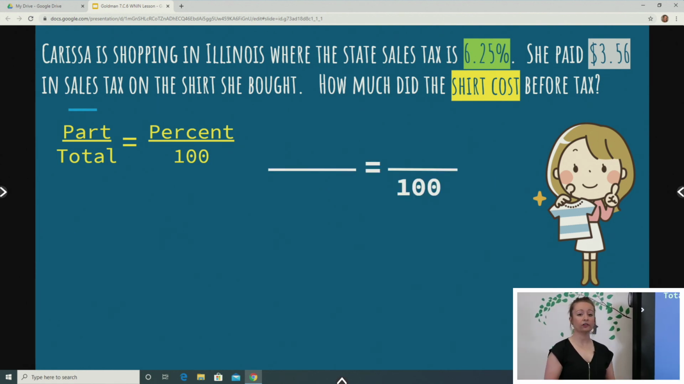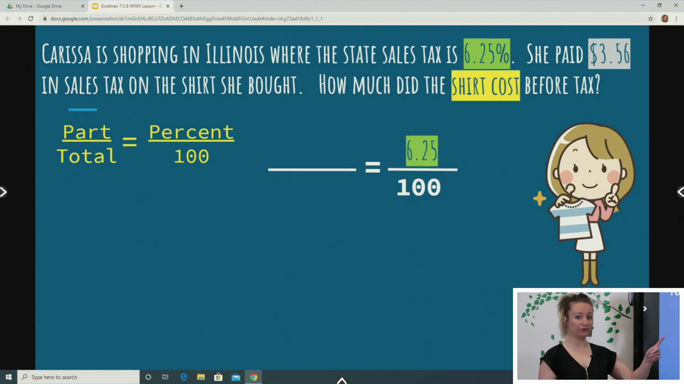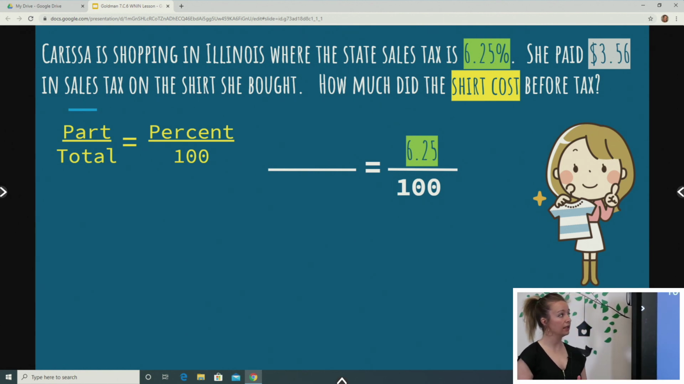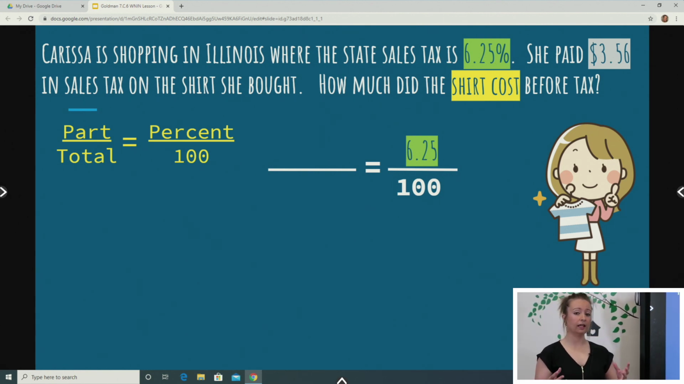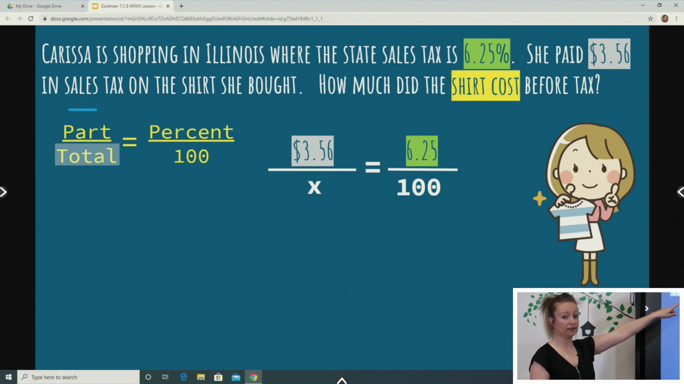Let's take a look at all of those parts, all of those pieces, and put them into our proportion. 6.25% is going to go above that 100 to complete our percentage fraction. The $3.56 isn't our total cost of the shirt, it's a part of that cost. So therefore, it's going to go in our numerator. That means that we're looking for the shirt's cost, which means we're missing the total. This is a different type of problem than the last.